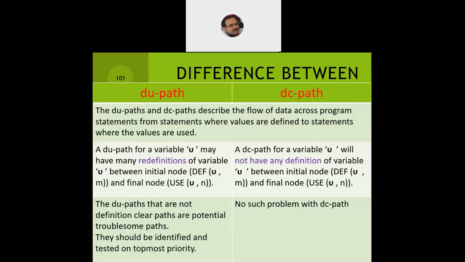If you look at the third point, the DU paths that are not definition clear paths are therefore the potentially troublesome paths, because they can create a problem in the entire process, and they should be identified and tested on topmost priority. But in definition clear path, we do not encounter any problems. It's all clear. It's a single path existing between the declaration and the usage. So DC path is quite clear, no ambiguities exist. But then DU path, yes, we need to keep track of multiple lines of code where the variables have been mathematically operated upon, it receives a value from the user, or it has been used in a print statement. So multiple number of times the variable will be dealt with within a program.